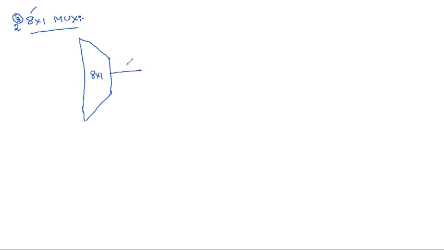Next, 8 by 1 multiplexer. 8 by 1 multiplexer means 8 inputs. That is 2 power 3, which means we have 3 selection lines. This is the 8 by 1 multiplexer. We have 3 selection lines.